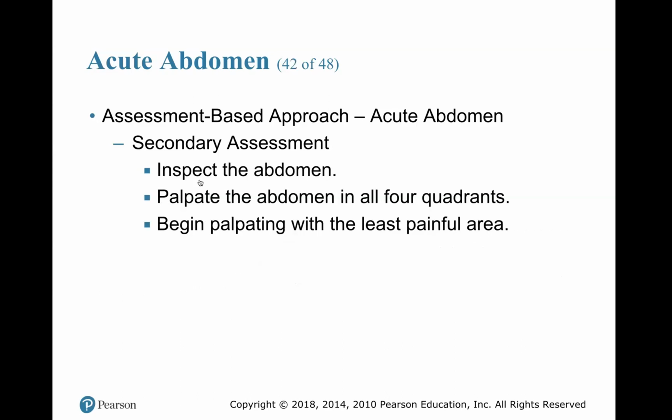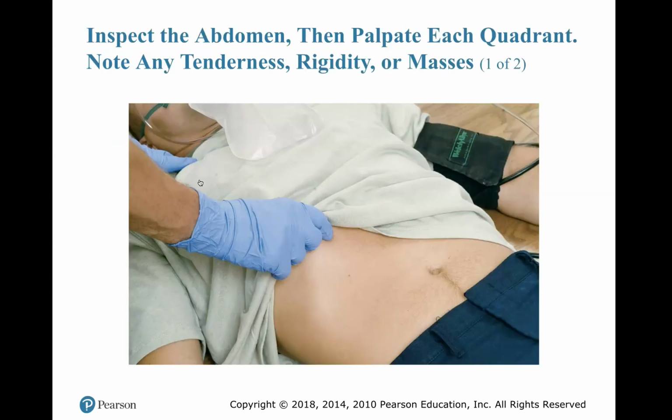During your secondary, inspect the abdomen. Palpate the abdomen in all 4 quadrants. Begin palpating with the least painful area. Inspect the abdomen, then palpate each quadrant. Note any tenderness, rigidity, or masses.